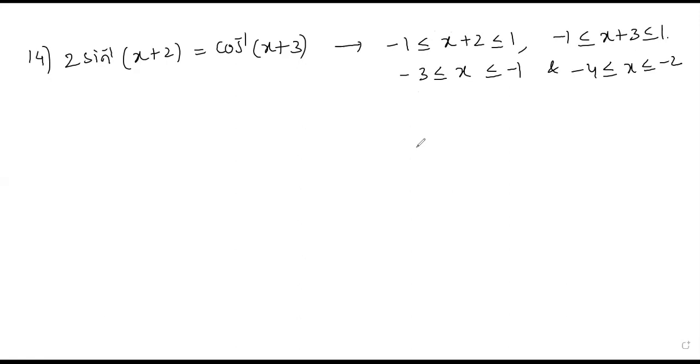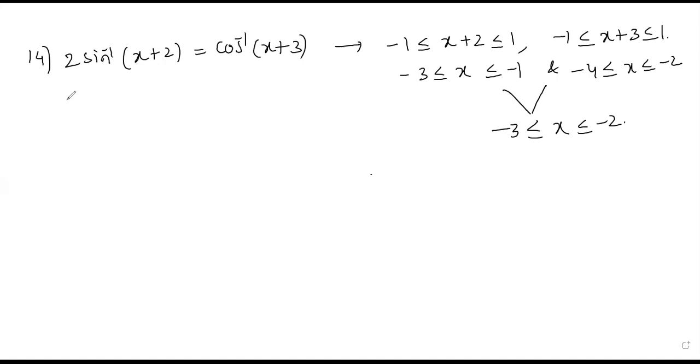So what is the common area? -3 and -2. The common intersection is what? -3 to -2. So that means after solving this equation, whatever solutions we get between -3 and -2, only those are valid first. Okay. And in those also we have to verify whether it satisfies the equation or not.